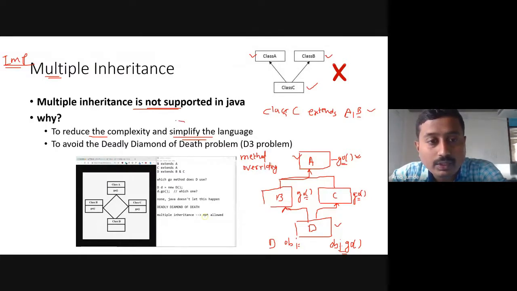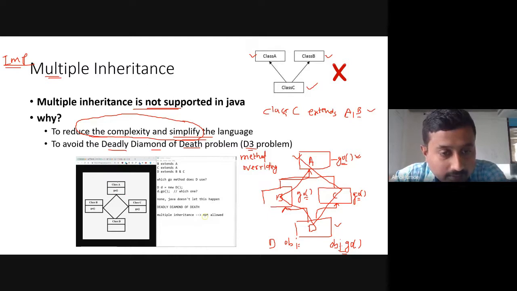Okay, so in order to reduce that ambiguity, we avoid that. This inheritance is creating a diamond like structure, right? ये diamond like structure develop हुआ. That's why this problem is known as the deadly diamond of death problem, also known as the D3 problem.